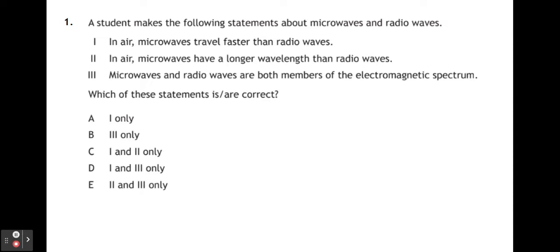It says, a student makes the following statements about microwaves and radio waves. 1. In air, microwaves travel faster than radio waves. 2. In air, microwaves have a longer wavelength than radio waves. 3. Microwaves and radio waves are both members of the electromagnetic spectrum. Which of these statements is or are correct? So pause the video here and see if you can figure this out.